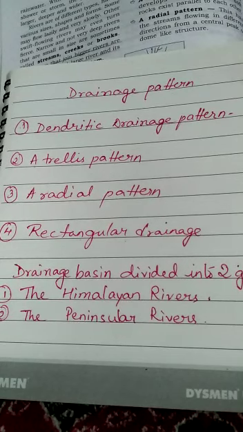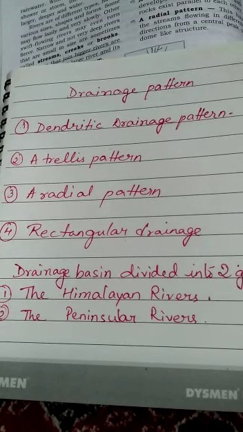Next one is the rectangular pattern. A rectangular pattern develops when rocks are strongly jointed. The water gets accumulated from different directions, and then it enters into the main part of the terrain where it is collected. That is called a rectangular pattern.